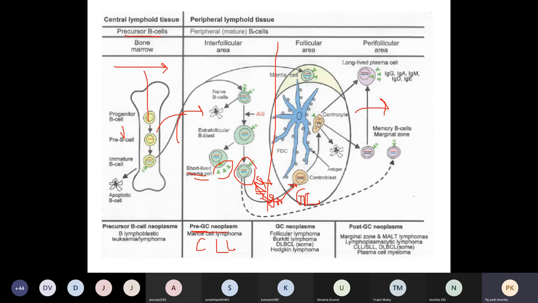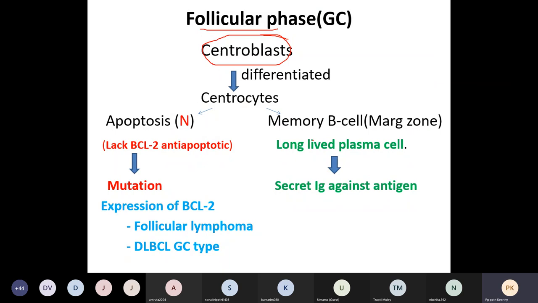Whereas your precursor neoplasms, all those we read, like in yesterday's class, B lymphoblastic lymphoma or leukemia, T lymphoblastic lymphoma or leukemia. So these are the things. Now we are discussing the third phase of our journey, that is the follicular area, or your germinal center. Hope I'm clear, not too fast, you are able to understand, right? If you have any doubts, please stop in between.